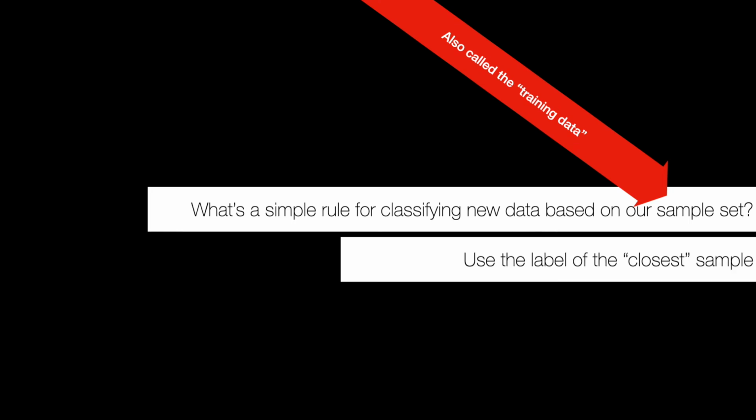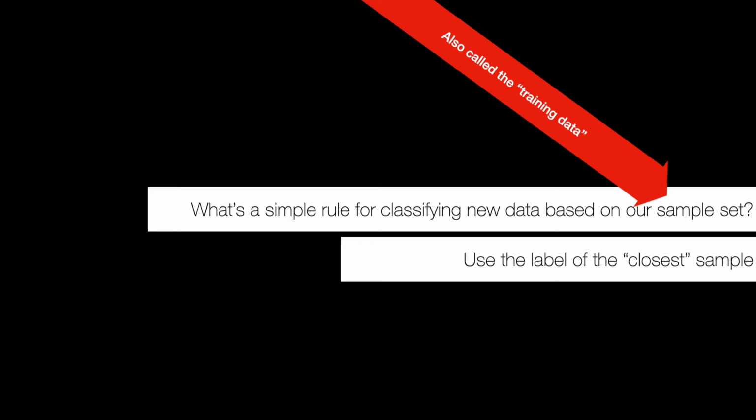So one simple way may be, using our distance metric from the previous module, to identify the closest data point from our training data to our new data, and then use the label for that closest sample as the label for our new sample. And you might imagine this is a reasonable thing.